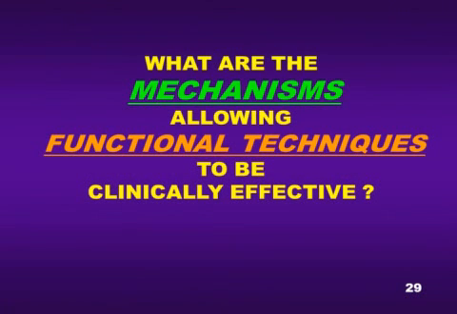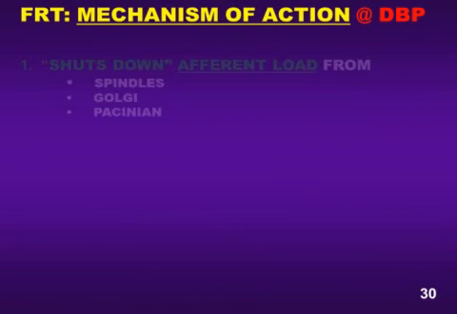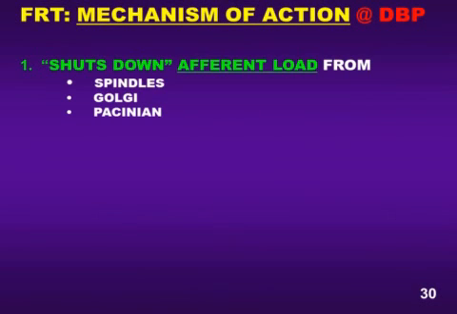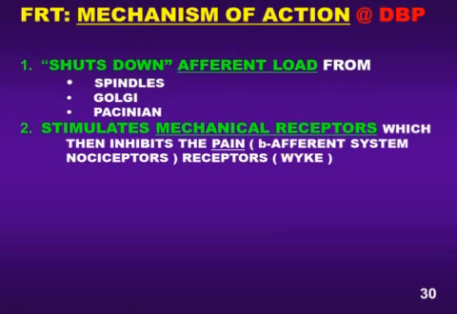Now, what are the mechanisms allowing for functional techniques to be clinically effective? One is, when you get at that dynamic balance point, you shut down all the afferent input from the spindles, the Golgi receptors, the Pacinian receptors, and basically the message the body gets is it's safe in that position, so tissues can start to relax.